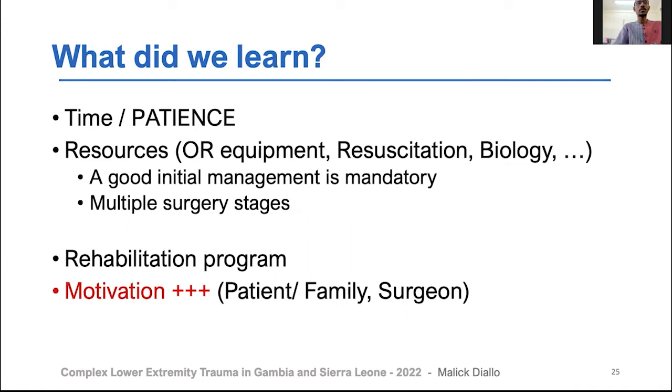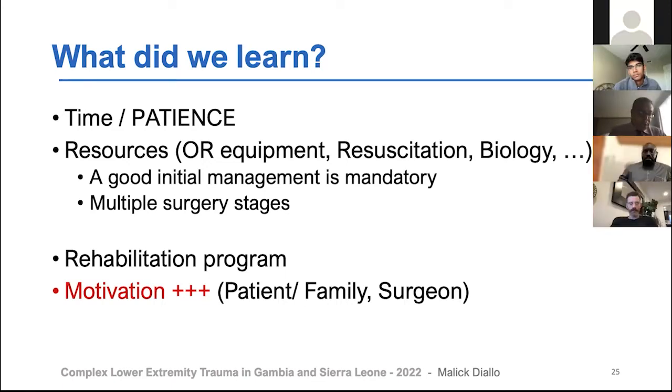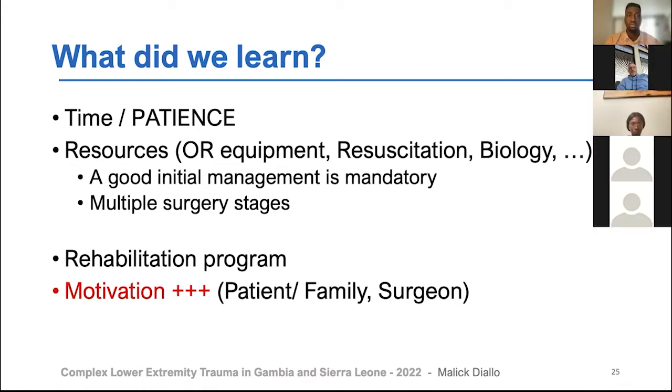Here we had a problem with the upper limb fracture, it was impossible for us to use sticks at the beginning. So it was very, very difficult for the rehabilitation. And motivation is also mandatory for the patient and for his family, because the family supports the patient, and also for the children. If you have a failure in surgery, it's not very easy to accept that. Okay. Next slide.